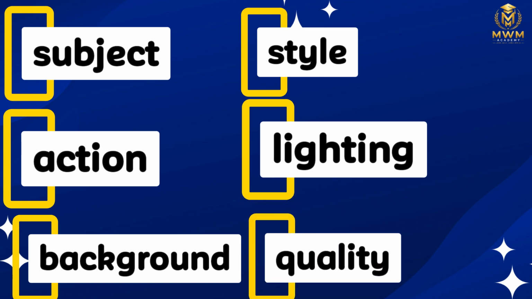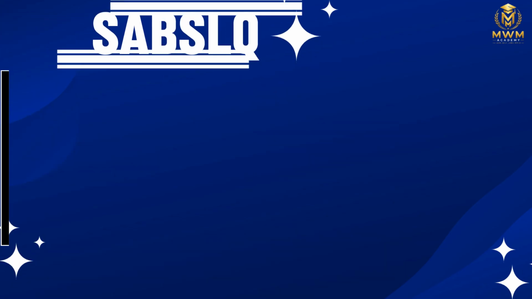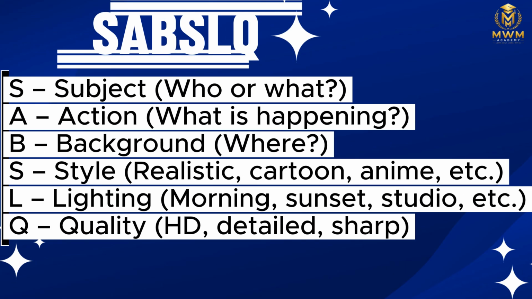And the sixth one is quality. Tell the AI the quality you want. Always add high quality, ultra HD, so your image will look very, very nice and professional. You can shorten all this to SABSLQ. S is for subject, A for action, B for background, S for style, L for lighting, Q for quality. Do you understand it? So now let's go and practice this.